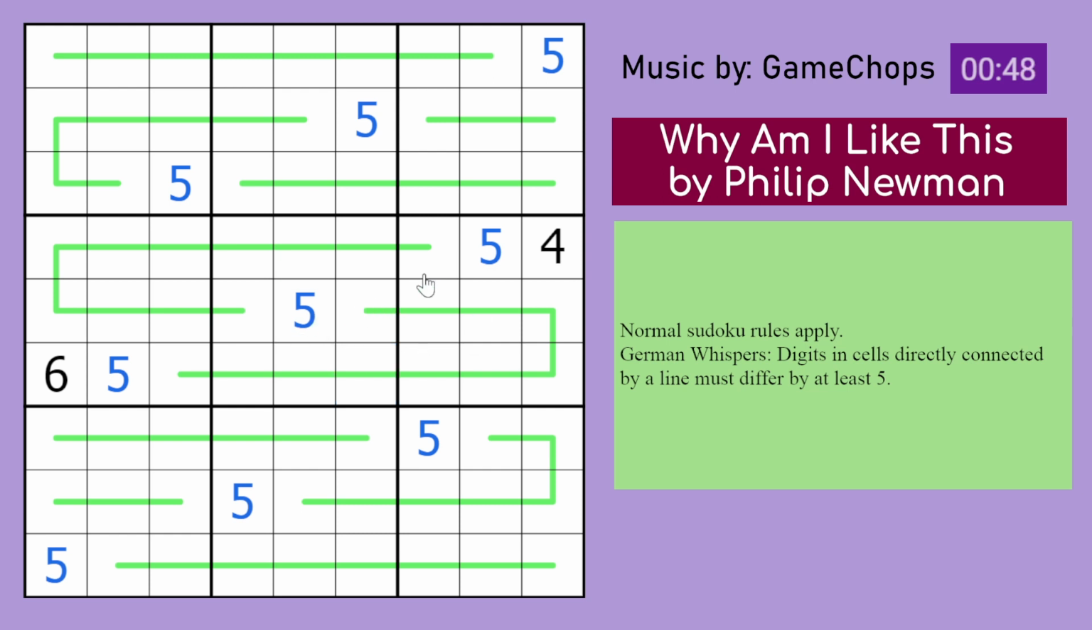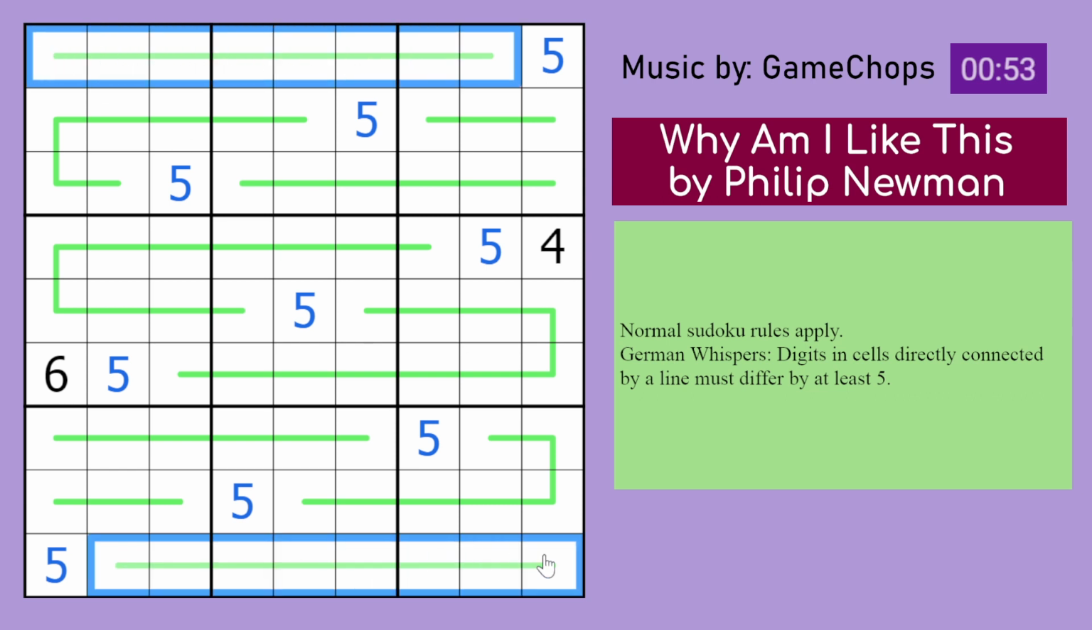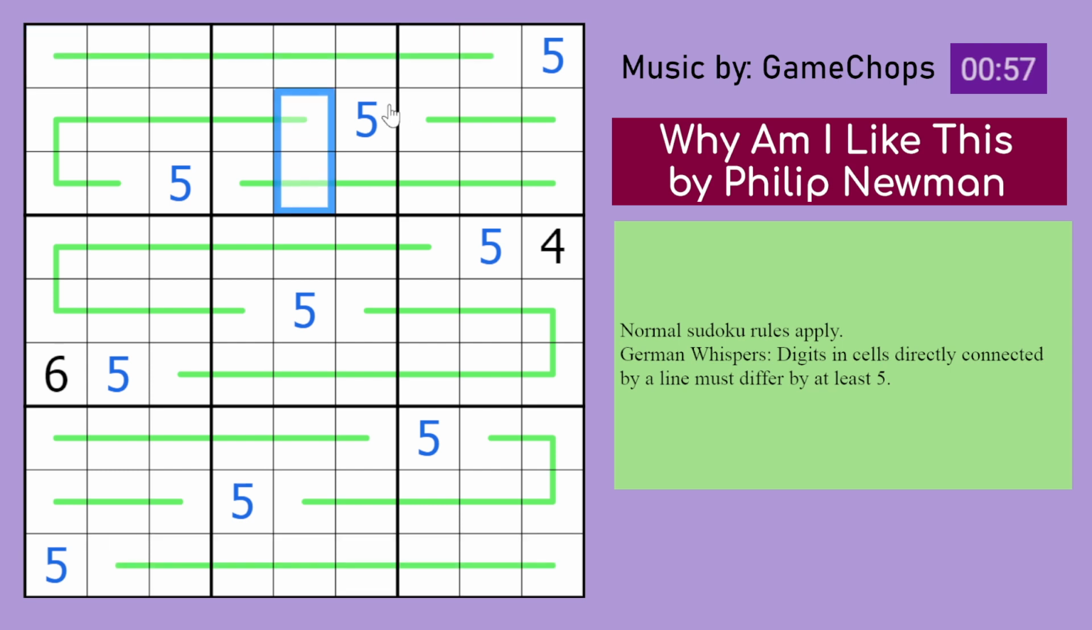Now another thing we can do is also figure out these two lines at the edge. Those two lines actually have set sequences of digits. And in fact that is true for any set of 8 distinct digits on a German whisper line. And that is because of something rather interesting.